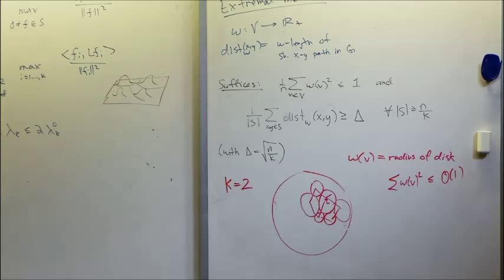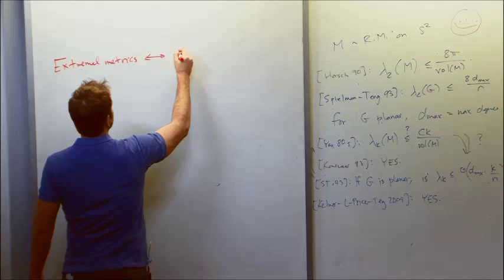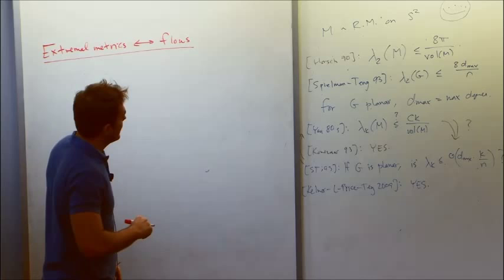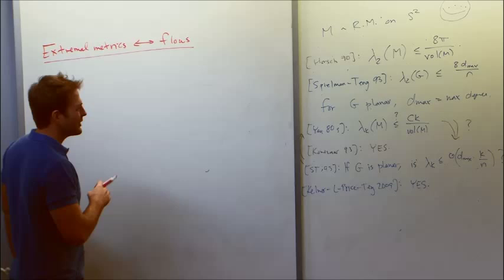Okay, so the last step is now to understand these extremal metrics by a connection to flows in the graph. It doesn't mean Ricci flow or any kind of geometric flow, although it's a good question whether the two flows have anything in common.